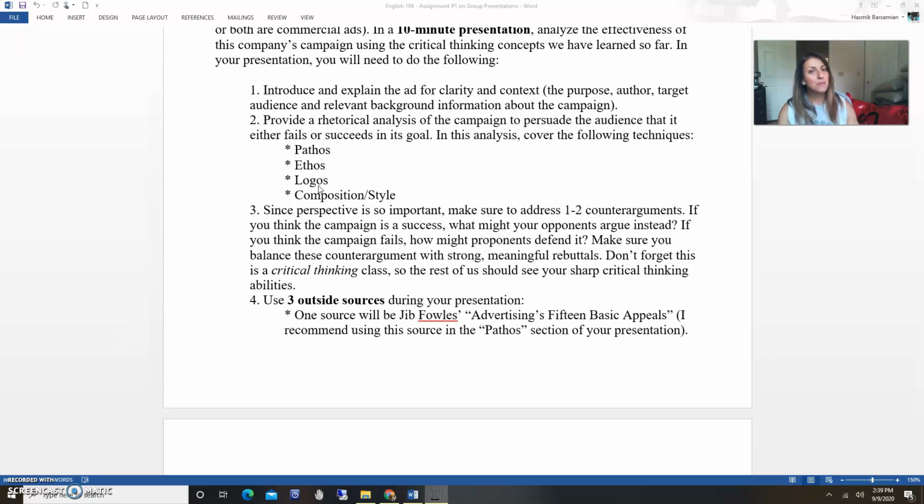The last part of your rhetorical analysis should really analyze the campaign's composition and style. I put these together. Now, composition means the overall structure of the advertising. If they decided to structure it in a unique way, for example, some companies decide to do movie-like themes, where the advertisement is in the form of a movie.